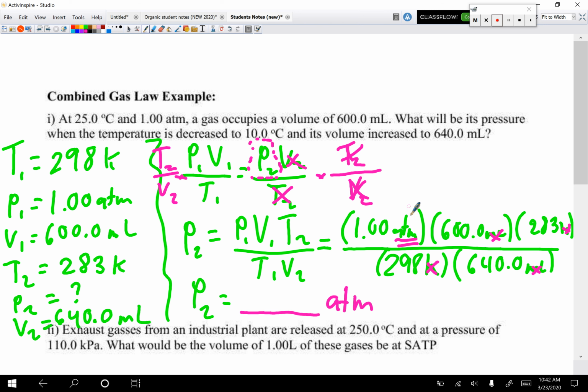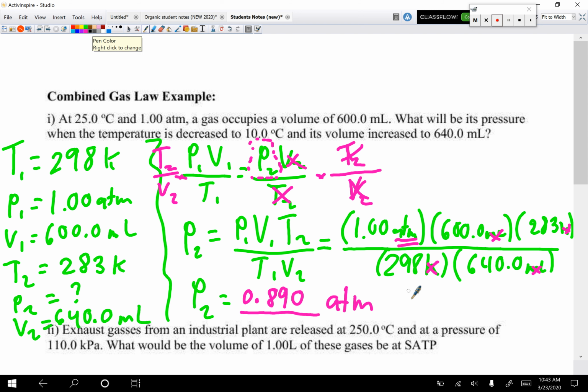Now, of course, when we put all this into our calculator, you have to be very careful at putting this in. And as you're going through here, you should probably have your calculators out, put this in, just to make sure you get this answer. 0.890 atmospheres.